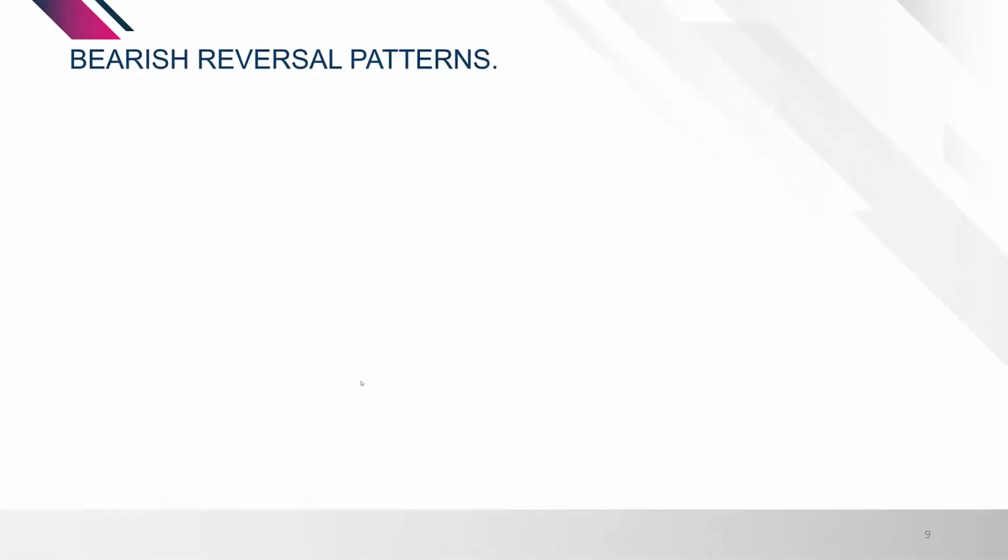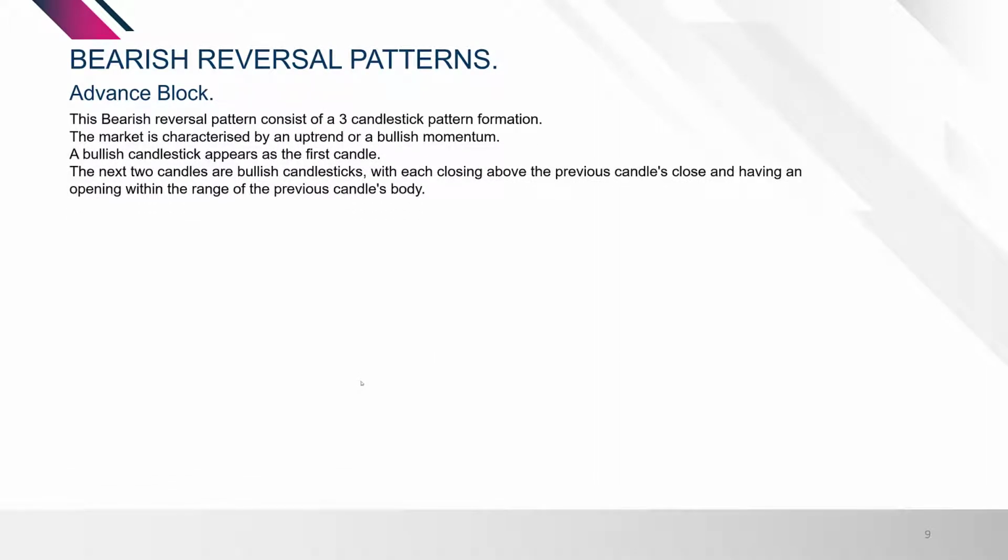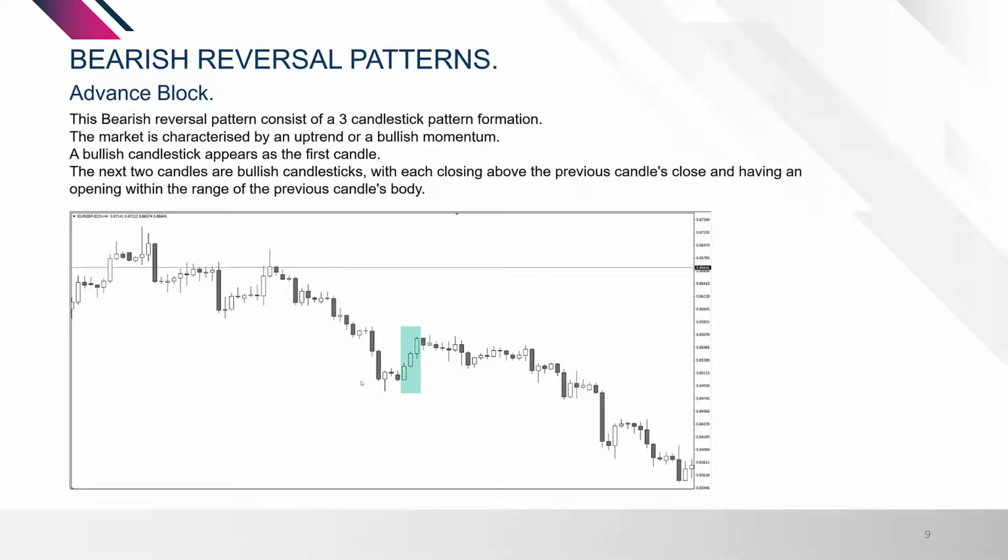Now let's look at the advanced block. This bearish reversal pattern consists of a 3 candlestick pattern formation. The market is characterized by an uptrend or bullish momentum. A bullish candlestick appears as the first candle. The next 2 candles are bullish candlesticks, with each closing above the previous candle's close and having an opening within the range of the previous body, as you can see on the illustration below.